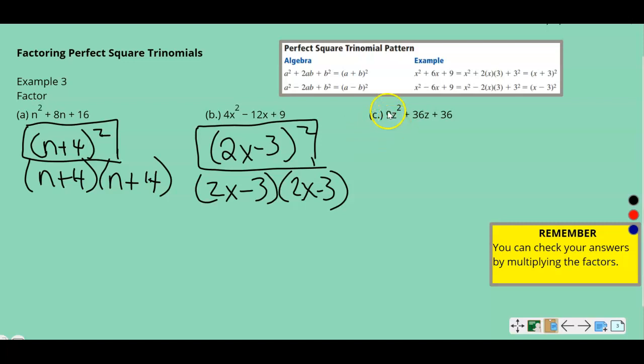All right, C part, 9z squared plus 36z plus 36. 9z squared, if I have this as my a squared, my a would be 3z.